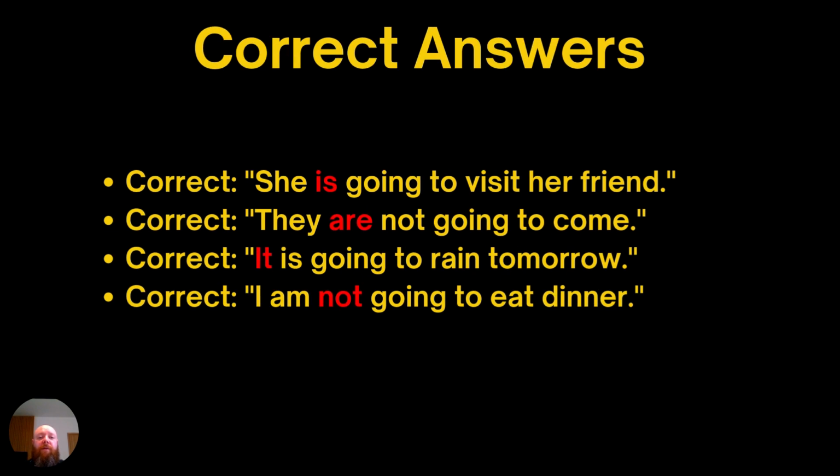So here we've got the parts we've corrected. She is going to visit her friend. They are not going to come. So they aren't going to come. It is going to rain tomorrow. It's going to rain tomorrow. I am not going to eat dinner. I'm not going to eat dinner. So these would be the corrected sentences from what we had before.